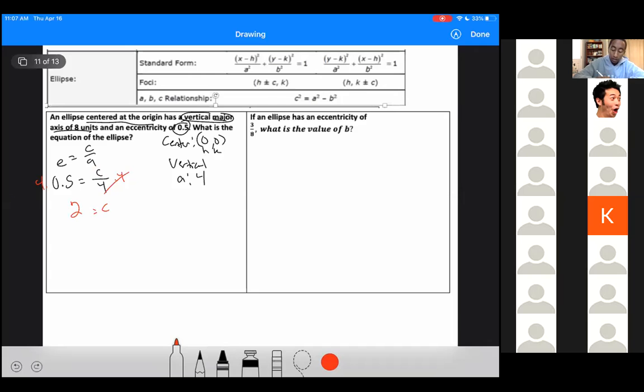Once we have C, we can find B using the formula C squared equals A squared minus B squared. It's all connecting. So then we get 2 squared equals 4 squared minus B squared. We just solve that, do some algebra. That's going to be 4 equals 16 minus B squared. Subtract 16. Negative B squared equals negative 12. Y'all know I mess up on basic algebra sometimes, or basic numbers, elementary school. I don't know why. You always correct me. Then we divide by negative 1. We get B squared equals 12.